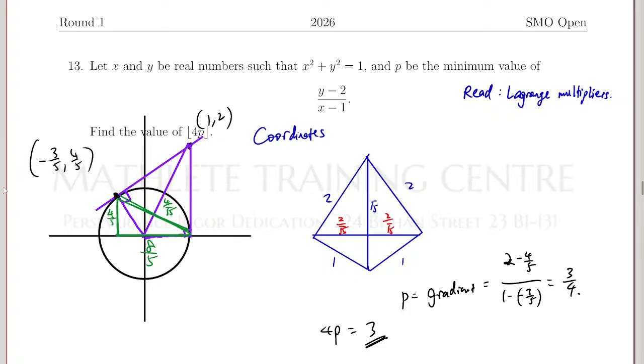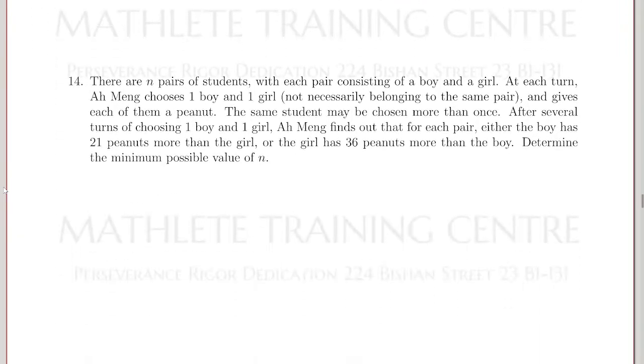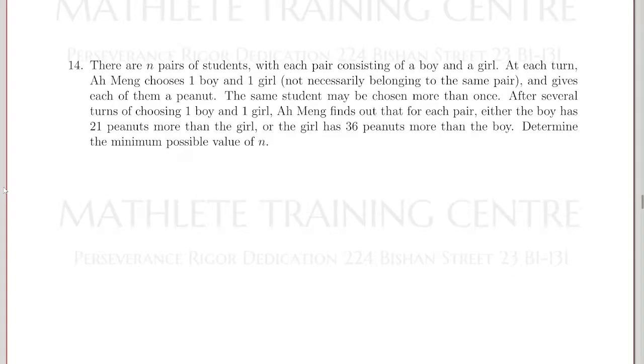Okay. Around this point is where the questions start to get harder. But not quite yet, because question number 14 is still a relatively easy question. It's a word problem. There are n pairs of students, each pair consisting of a boy and a girl. At each turn, Ming chooses one boy and one girl, not necessarily in the same pair, and gives each of them a peanut. The same student may be chosen more than once, and after several turns, for each pair, either the boy has 21 peanuts more than the girl, or the girl has 36 peanuts more than the boy. Sounds a bit weird, right? This condition.